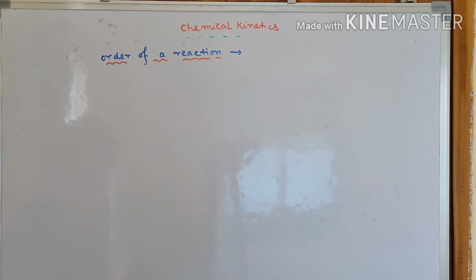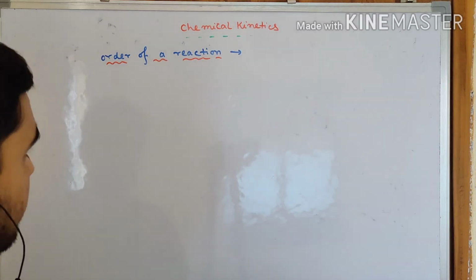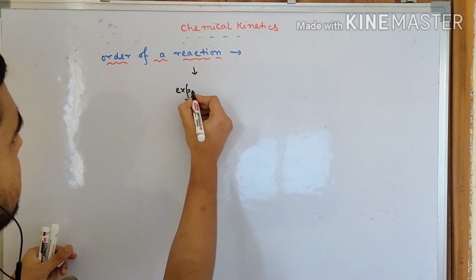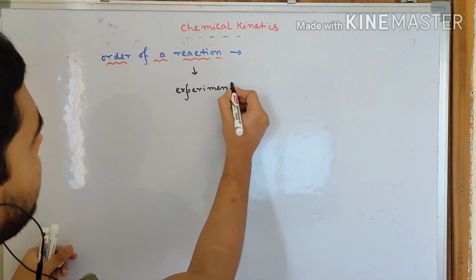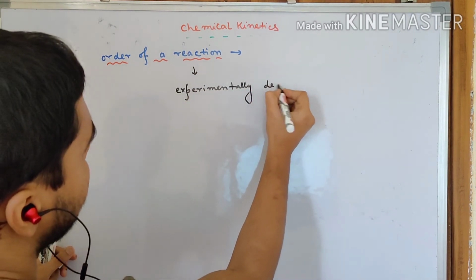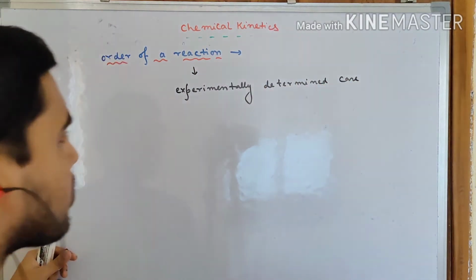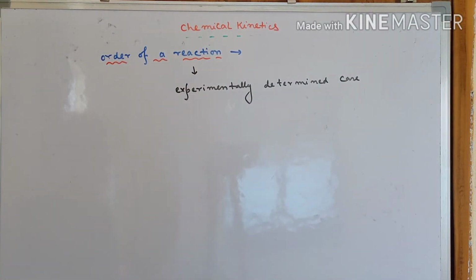Remember, the dependence of the reaction rates on concentration may be expressed in terms of the order of a reaction. And again, I am telling you, to calculate the order of a reaction, we must carry out the experiment to find out the dependence of the reaction rate on the individual reactant. That means it is an experimentally determined case. You have to carry out a reaction experimentally, then only we can say.